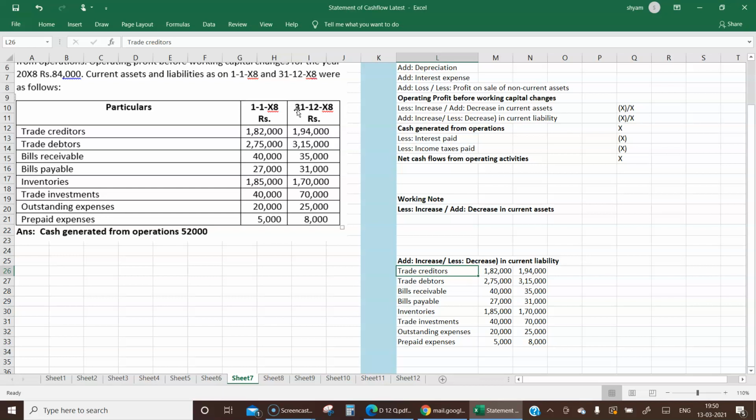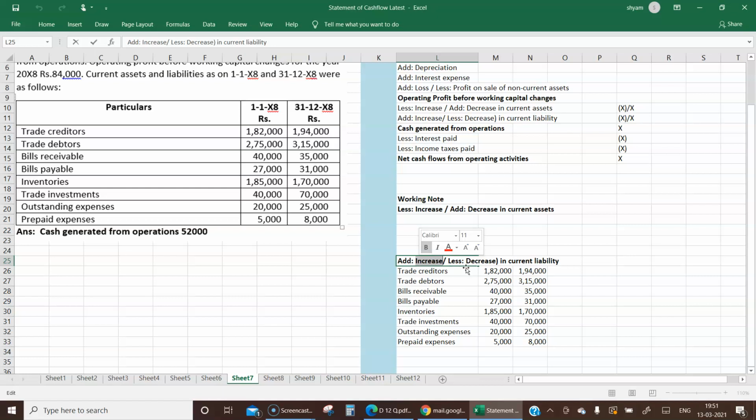This is the opening number and this is the closing number, and we have to find the difference between the two, the change in the year. If a current asset increases, it consumes your cash, cash is locked up, so you have to deduct it. If your current asset is reducing, it is a good thing for the company, the cash gets released. In current liability, when it is increasing, you are using someone's cash, so that is like adding cash to your business.